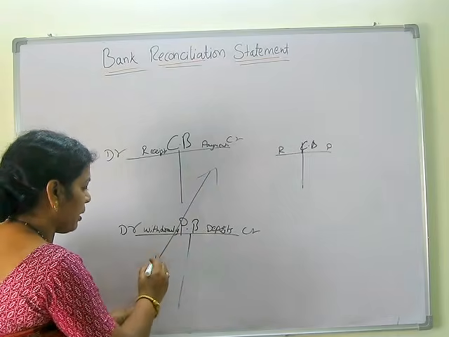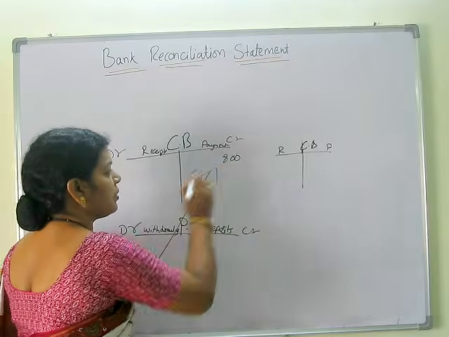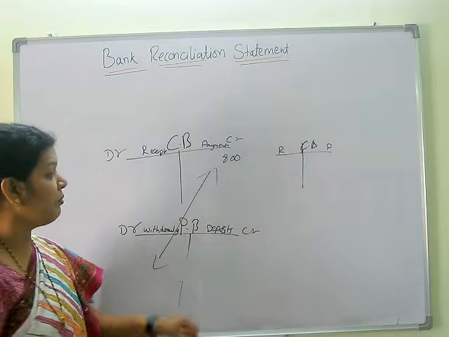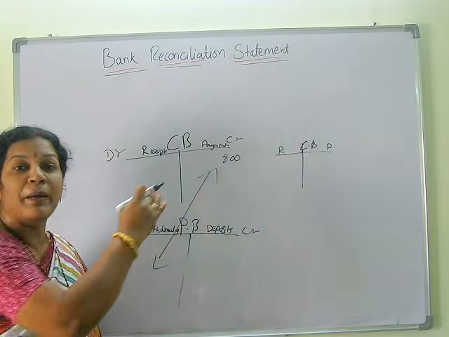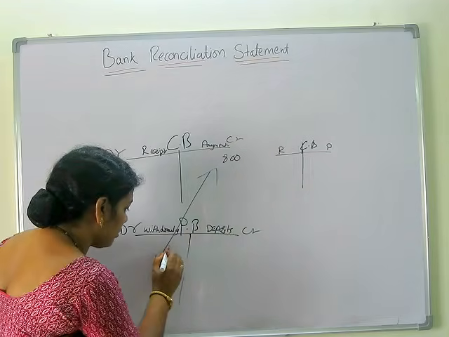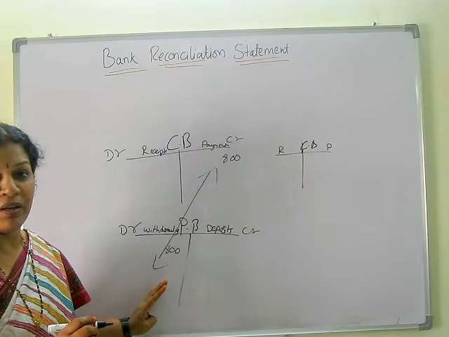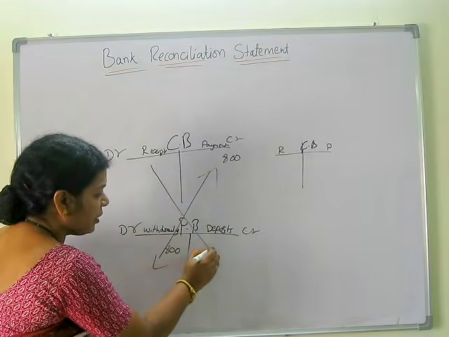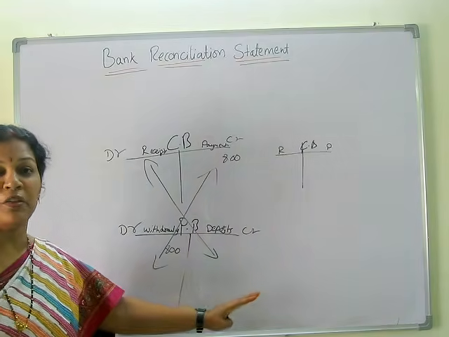Both should be equal. Suppose we are writing here 800 rupees, meaning we are making a payment, we are issuing a check. When we issue a check, we write it on the payment side, and the check should be paid by the bank. Whenever the bank pays this 800 rupees check, that will take entry into the debit side. That is the reason both should always be equal. Now cash book debit side should be equivalent to the passbook credit side.